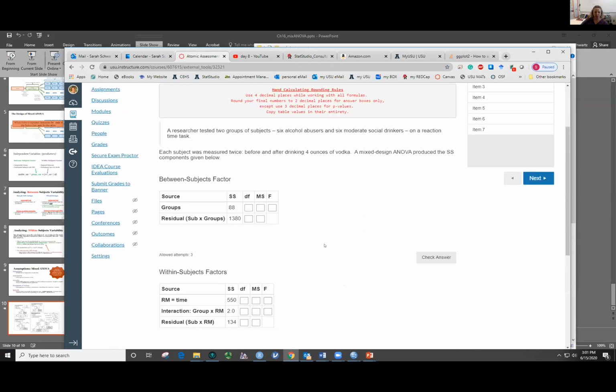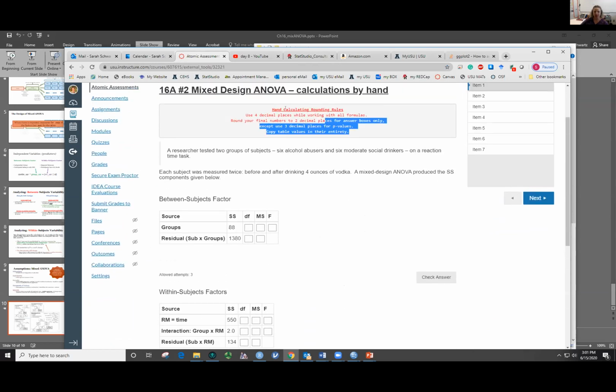Okay. All right. Oh, I didn't delete this part. Oh well. A researcher tested 2 groups of subjects, 6 alcohol abusers and 6 moderate social drinkers on a reaction time task. What is drinking? An independent, between subjects factor, or repeated within subjects factor? Did I say that right? We've got 6 alcohol abusers and 6 moderate social drinkers. Is that a between subjects independent factor or repeated measures within subject factor?